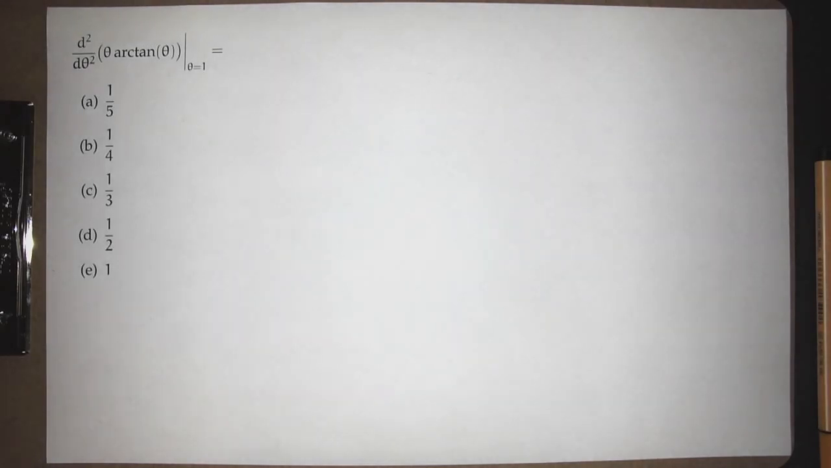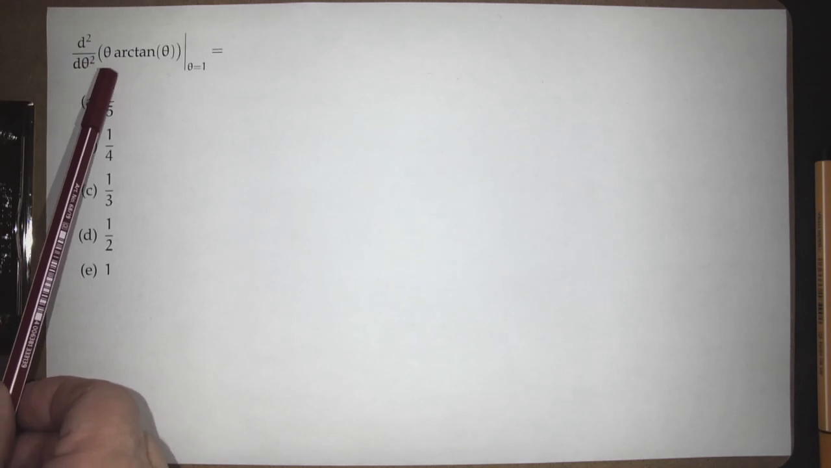Find d squared d theta squared. All right, notation, what does this tell us? Second derivative of theta arctangent theta. Is it okay that it uses theta instead of x? Yes, no problem.